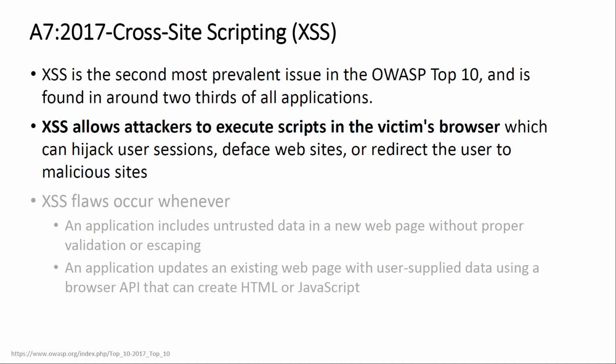So the seventh one in our list is cross-site scripting. XSS is the second most prevalent issue in the OWASP top 10 and is found in around 2/3 of all applications. XSS allows attackers to execute scripts in the victim's browser, which can hijack user sessions, deface websites, or redirect users to malicious sites. So this kind of flaw occurs whenever an application includes untrusted data in a new web page without proper validation or escaping, or updates an existing web page with user-supplied data using a browser API that can create HTML or JavaScript.